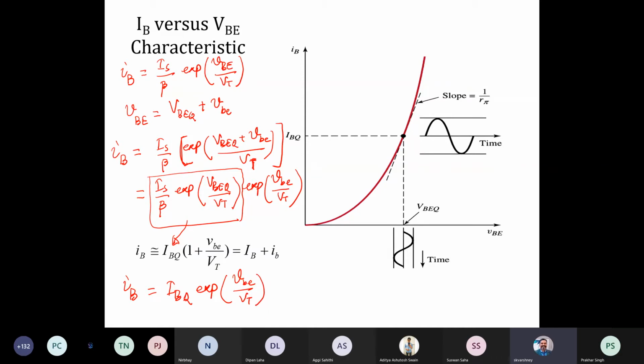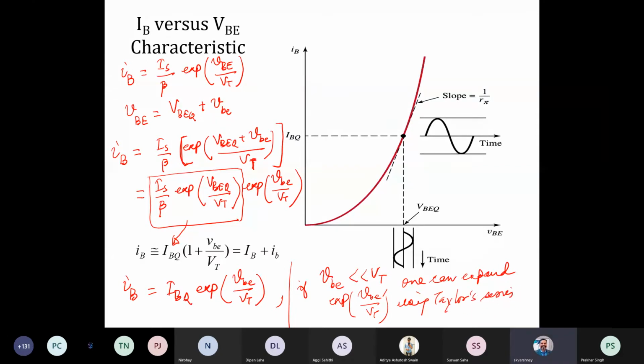So this is the base current. Now you can see it's not linear because there is an exponential term. But it might be possible to expand it into the Taylor series if your VB is less than the thermal voltage. So one can expand this exponential function using a Taylor series.